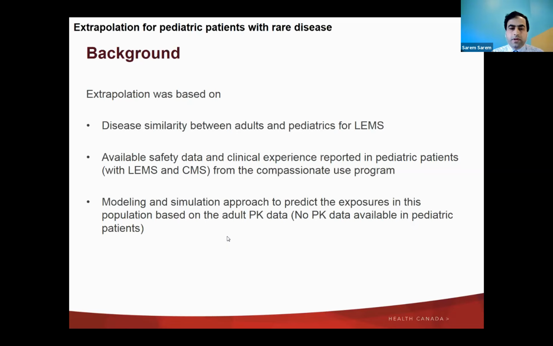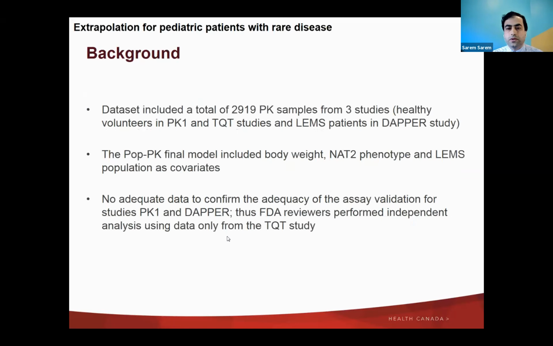The safety data is available, as I said, limited, but at least there is some safety data. And the model and simulation was used to estimate the exposure in pediatric. But as I said, there was no PK data in pediatric, and we need to use the adult PK model. For the adult PK model, we have a good data set, for example, 3 studies, and the developed model included different covariates, including the weight, which is important if we need an estimation for pediatric.